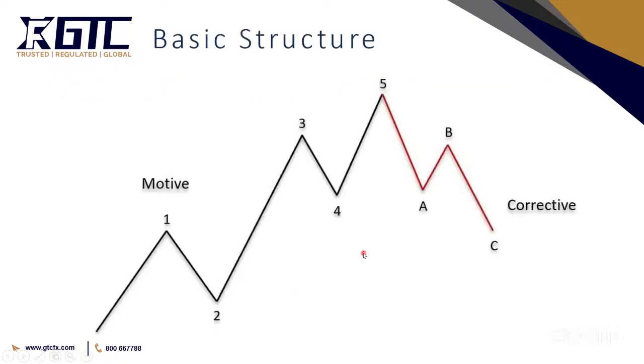So that's the basic structure again. Motive phase, please remember, motive is 5, corrective is 3. We will see more corrective patterns next Tuesday. But principally, you remember this: motive means 5, corrective means 3. Motive has to be labeled as 1, 2, 3, 4, and 5. Corrective will be labeled as A, B, and C.